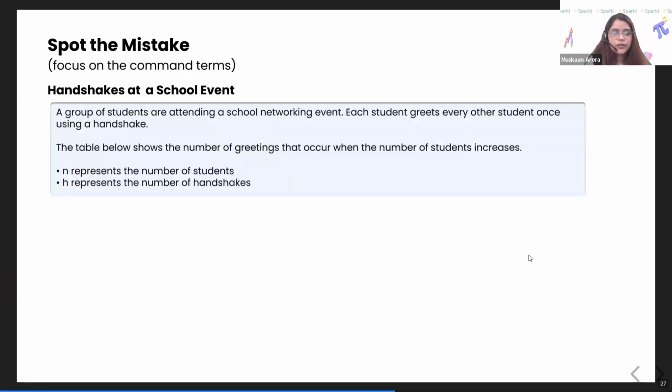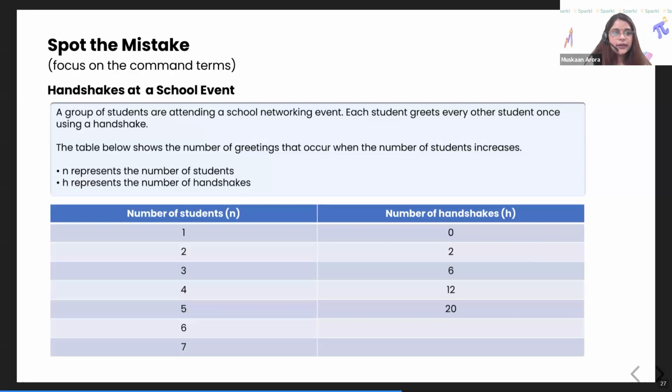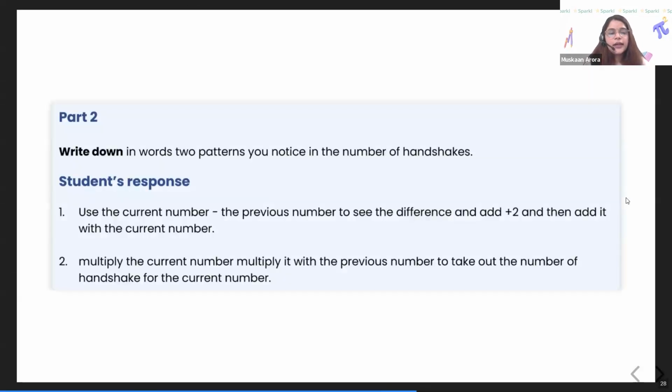Okay, please read the question. You don't need to dive too much into it because we want to focus on the command term and whether the answer is appropriate to it or not. So basically, we have data about a group of students who are attending a networking event at a school and they are greeting each other. They're shaking their hands. The number of students and the number of handshakes are mentioned in the table. So in the following part, write down in words 2 patterns you notice in the number of handshakes.